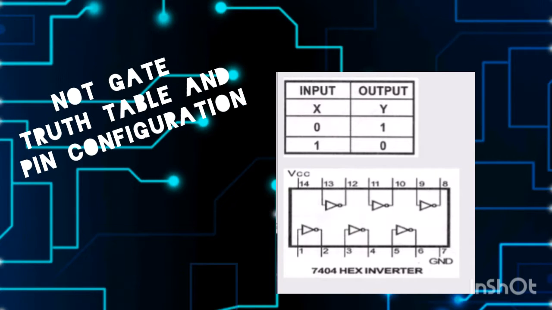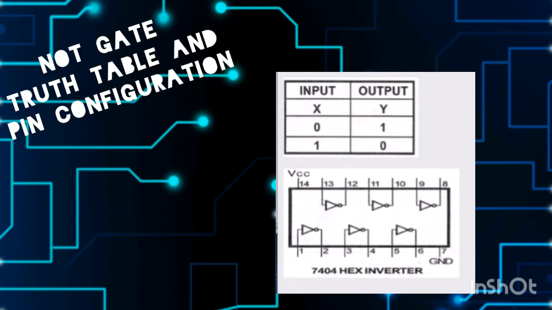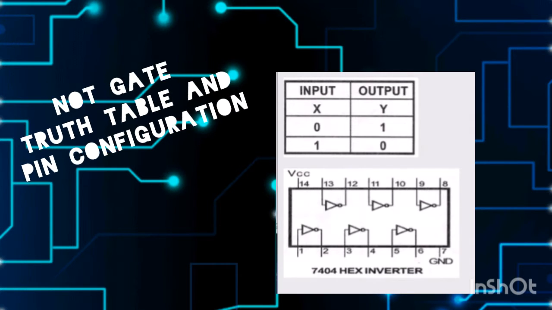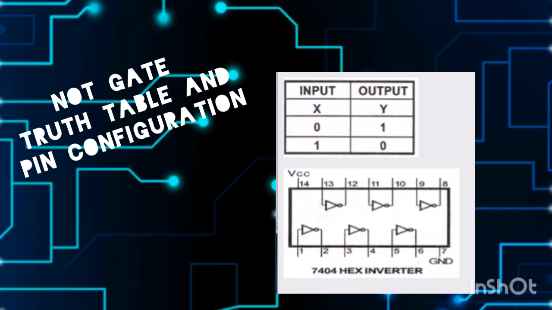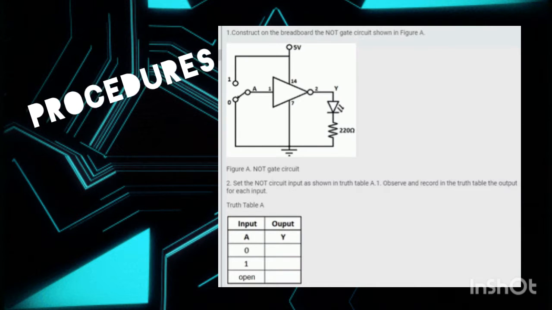And also, we can see the hex inverter 7404, which is the pin configuration, where 14 is the VCC and 7 is the ground. So let's proceed to the procedure.